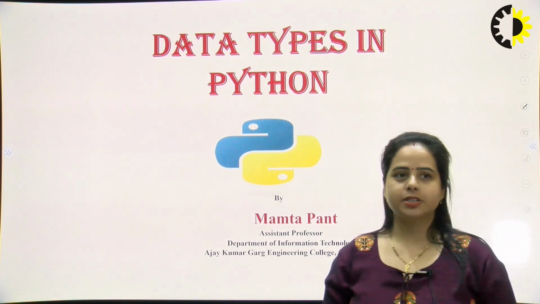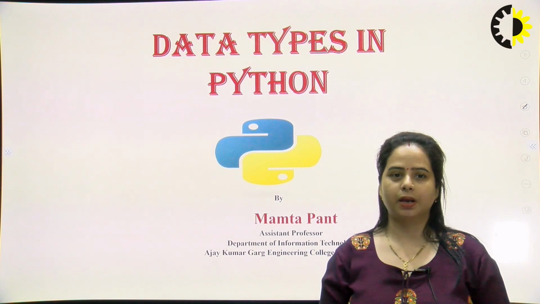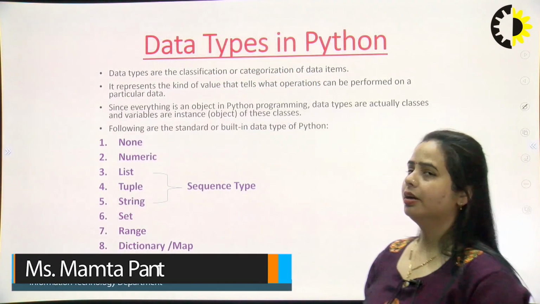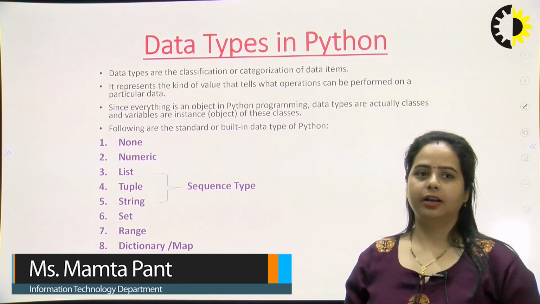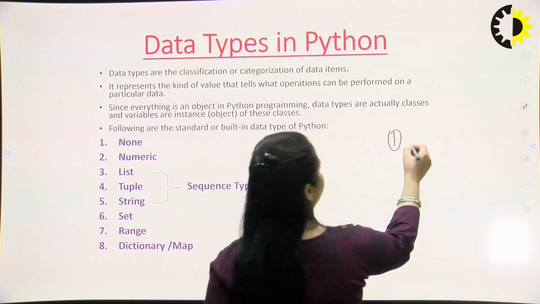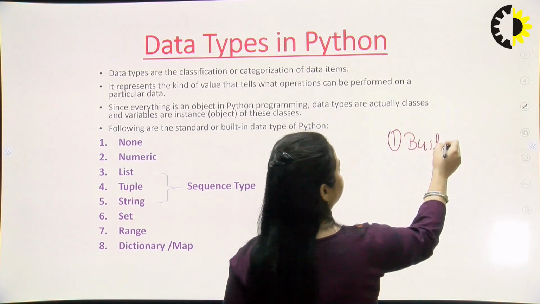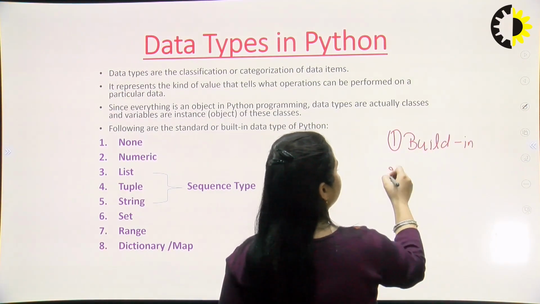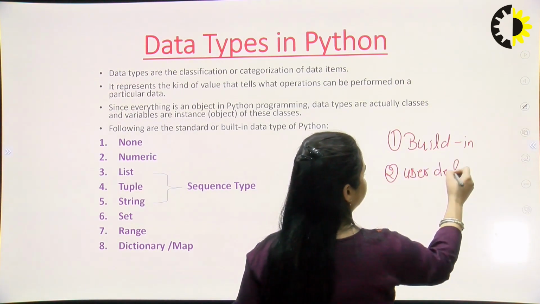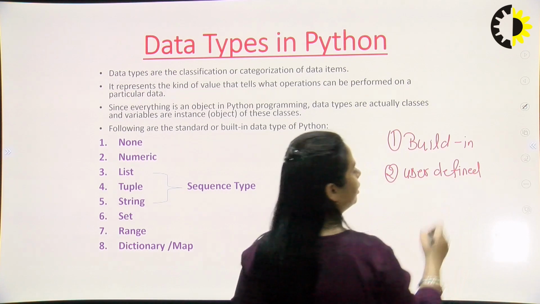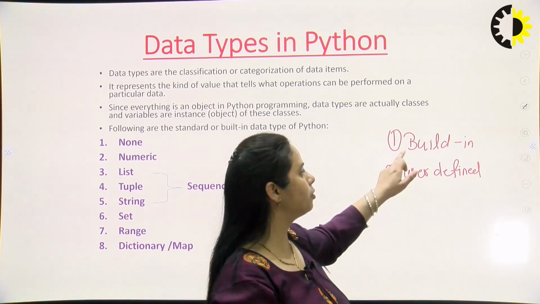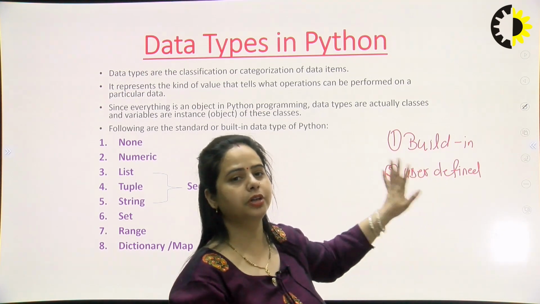Today we are going to discuss some data types we use in Python. Basically, let's start. We have two types of data in any language: one is built-in and the other one is user-defined. First one is your built-in data type, second one is your user-defined data type.